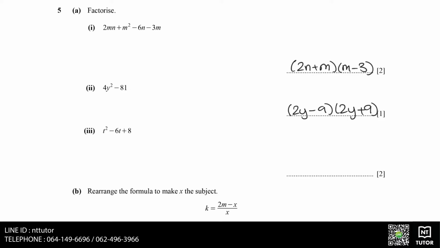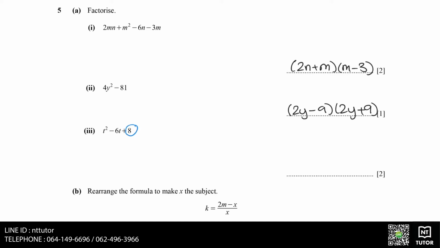Part 3. Factorize t squared minus 6t plus 8. Now this one is a quadratic, and we can factorize a quadratic by writing it into two brackets where we think about the factors of the number at the back, which is 8 in this case. The factors of 8 need to add to give minus 6.